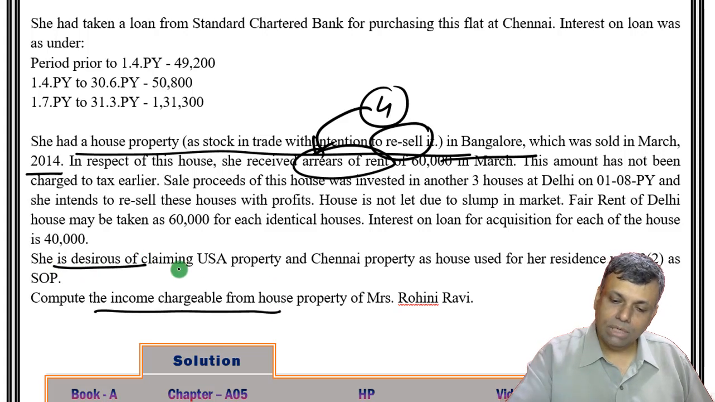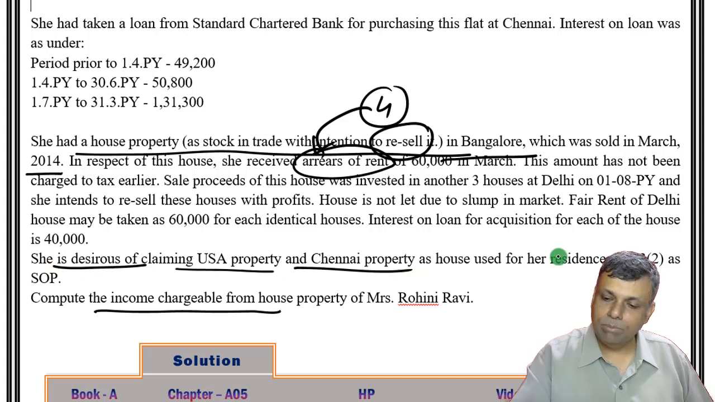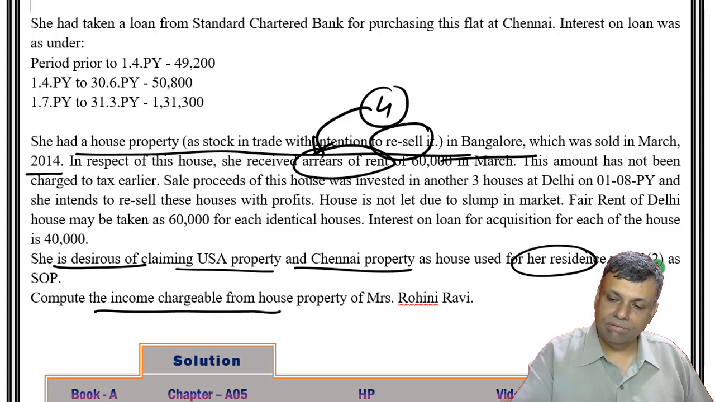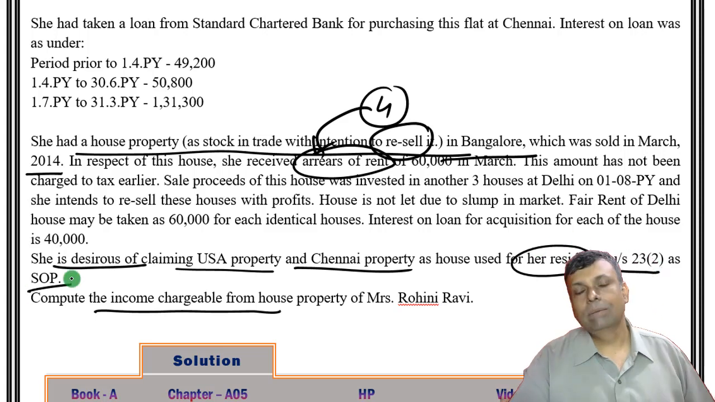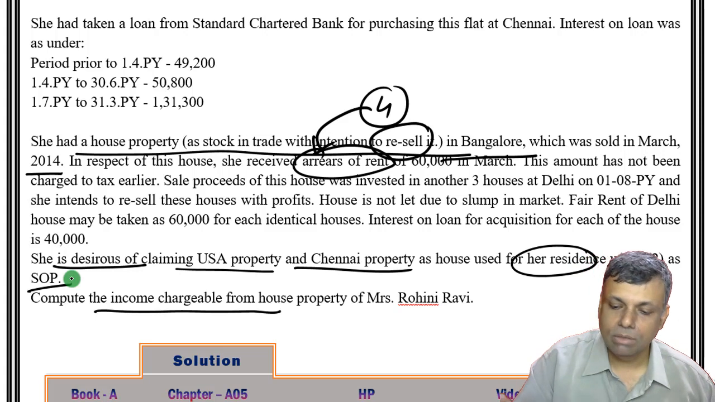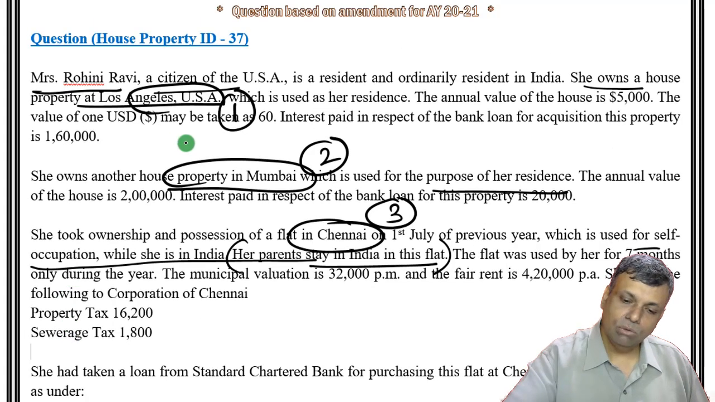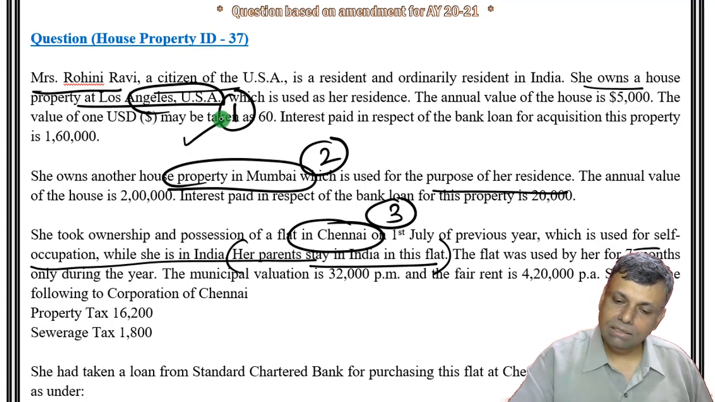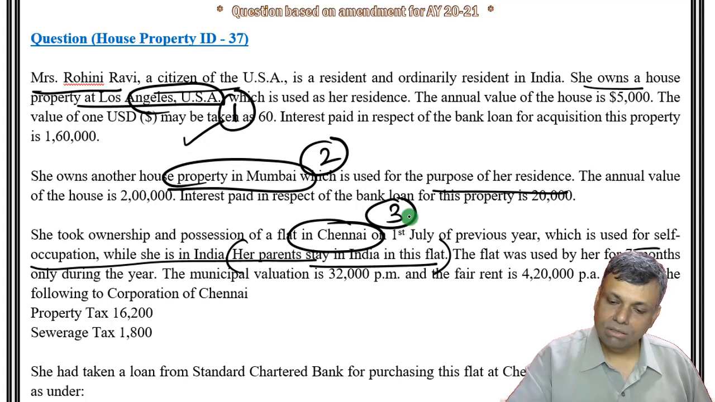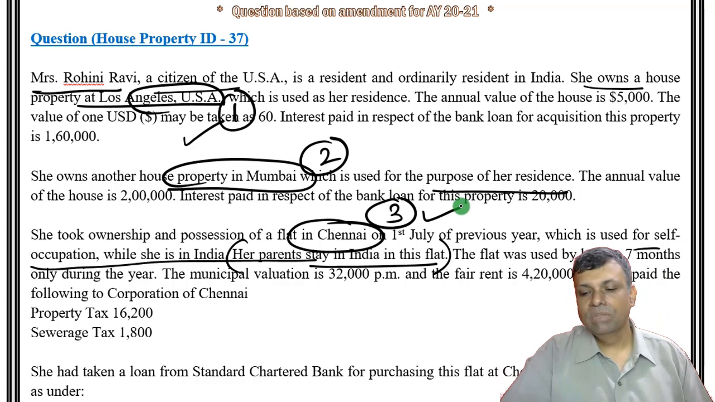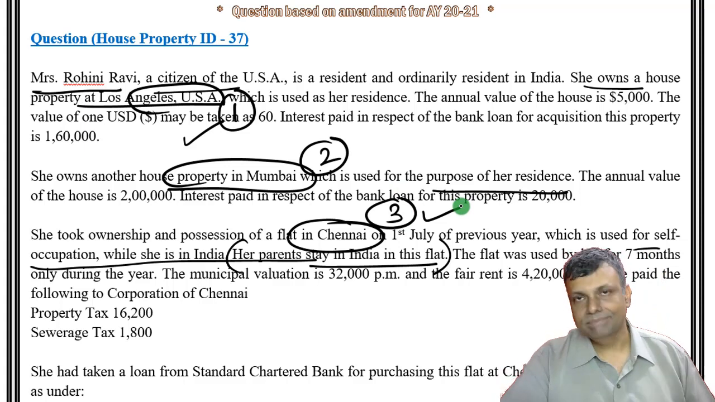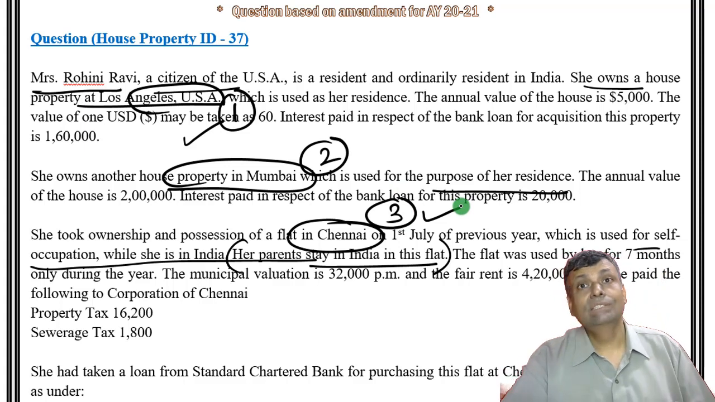That means she intends to claim the USA property and the Chennai property, used for the purpose of residence, as SOP. That means she wants these 2 particular properties as SOP. So the USA property and the Chennai property. She wants to claim these 2 houses as an SOP. So, can she do that?